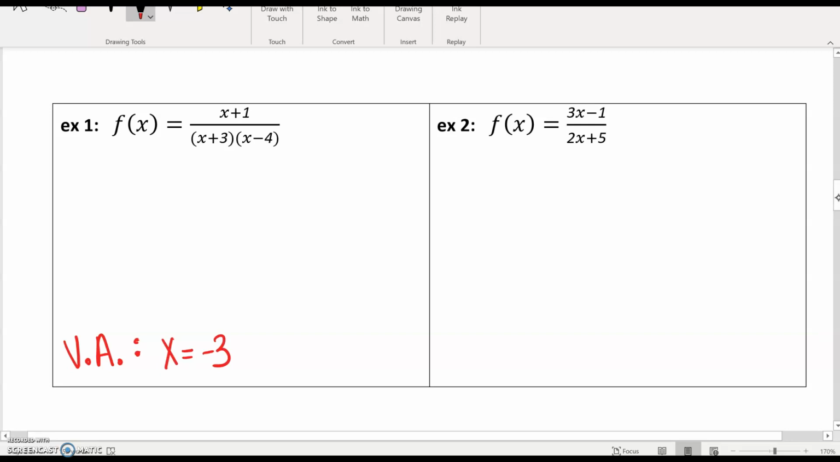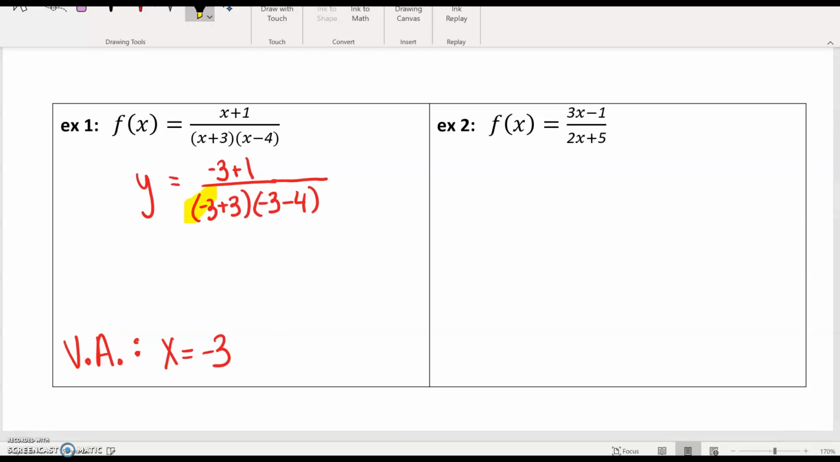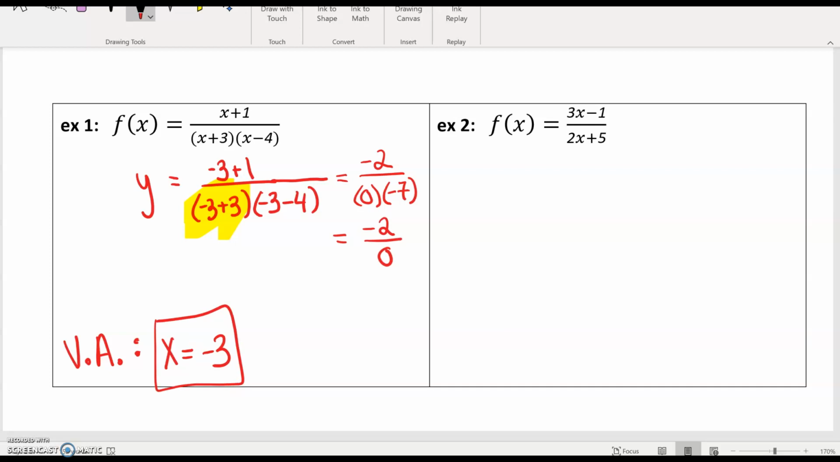So if I take x equals -3 and I plug it into the function here, it would look like this. What do you notice is happening here? I want to highlight this piece specifically. Okay, so if I plug in -3, you're going to get -3 plus 3 in the denominator, which gives us 0, and 0 times anything is 0. So 0 times -7 is going to be 0. So you're going to get -2 divided by 0 if you plug in x equals -3 to the function.